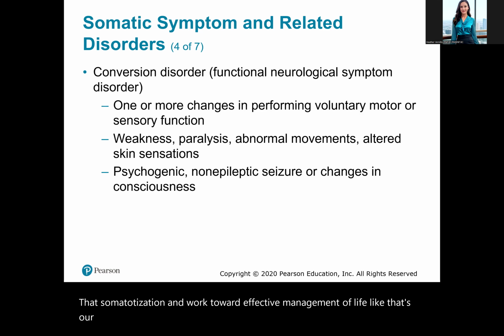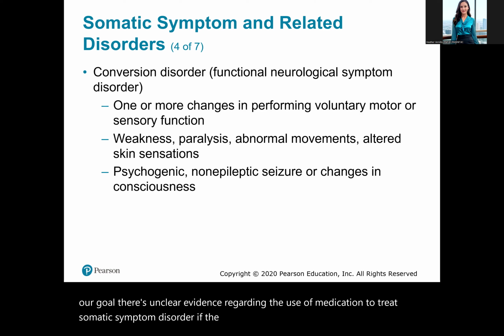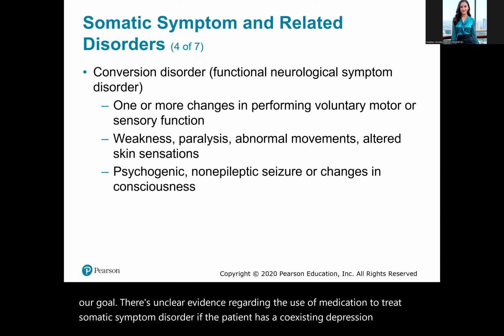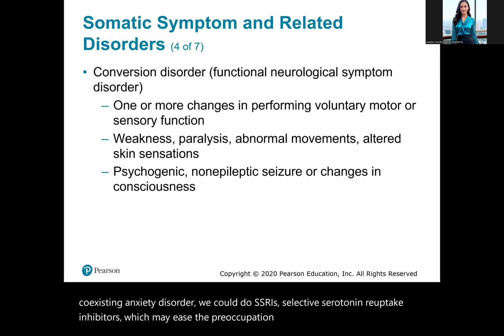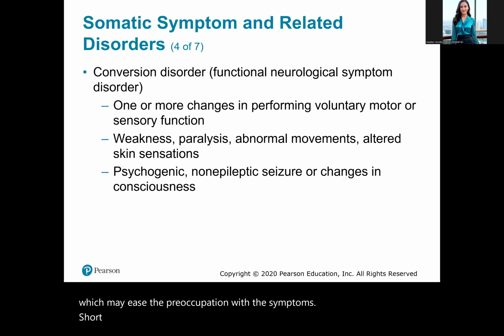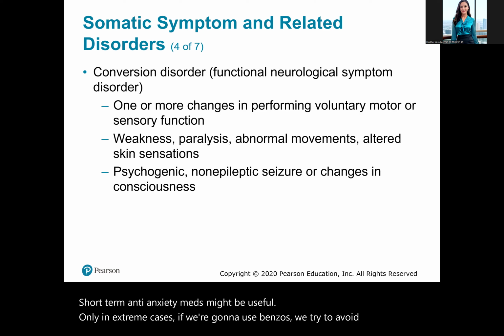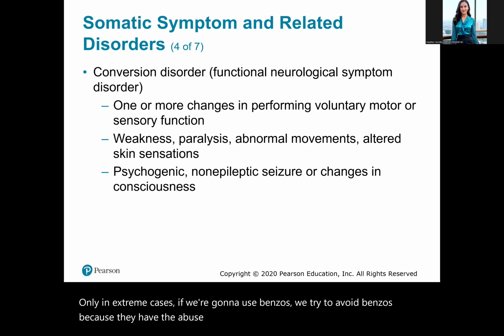There's unclear evidence regarding the use of medication to treat somatic symptom disorder. If the patient has a coexisting depression or coexisting anxiety disorder, we could use SSRIs, selective serotonin reuptake inhibitors, which may ease the preoccupation with the symptoms. Short-term anti-anxiety meds might be useful, only in extreme cases. We try to avoid benzos because they have abuse potential.